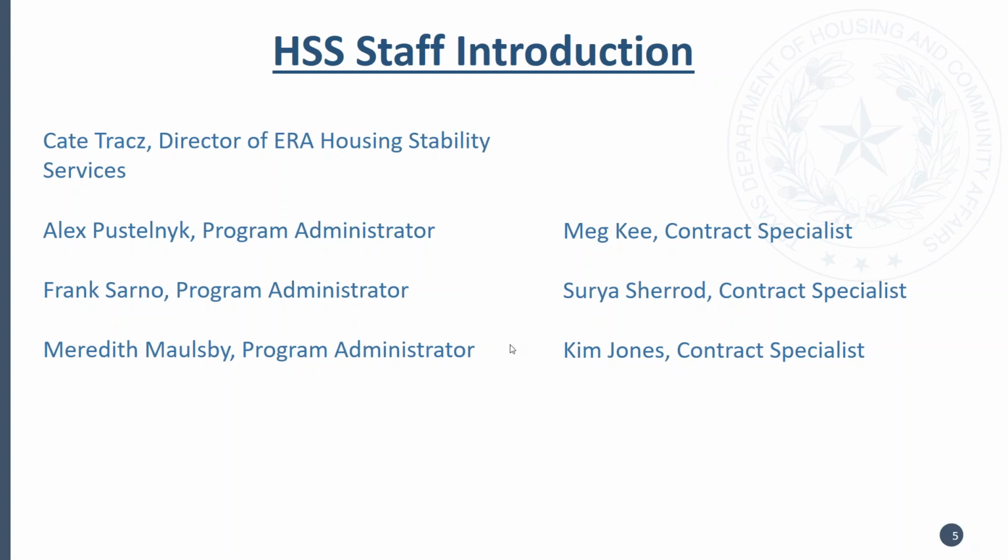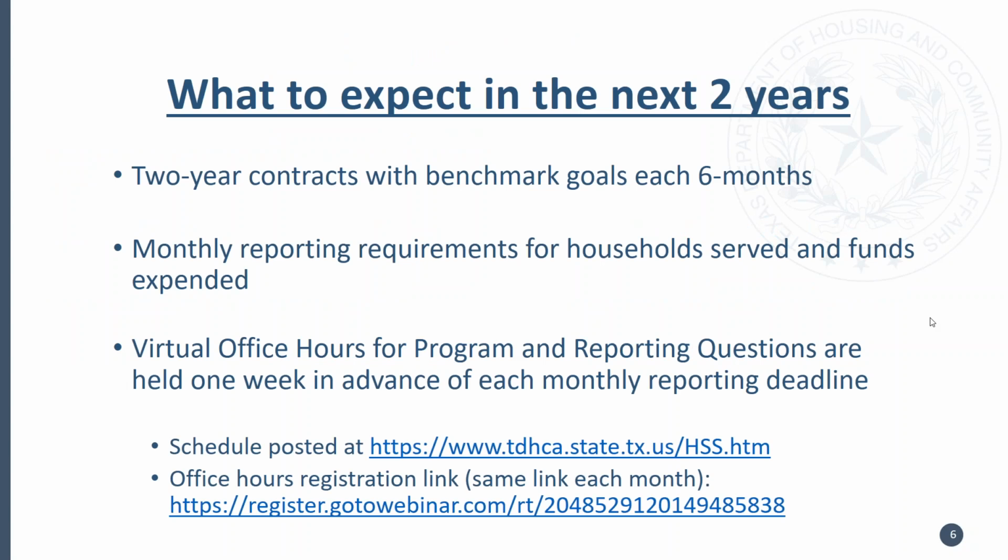So can we head to the next slide, please? Okay, I'm almost wrapping up here. So these are 2-year contracts, right? So in the next 2 years, you'll be reporting to us monthly on the households that you're serving with housing stability funds and the amount of funds that you have spent. You'll report that to us each month, and then we will reimburse you for the activities and the funds that you have spent. Since these are 2-year contracts, our benchmarks are set by every 6 months. So you'll have 4 benchmarks to meet through the length of the 2-year contract.